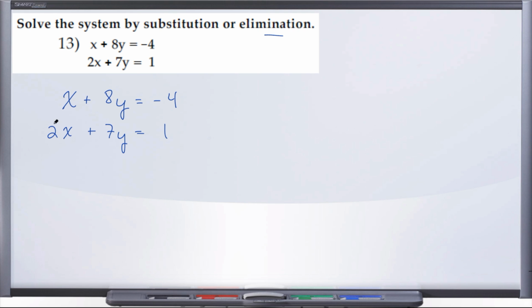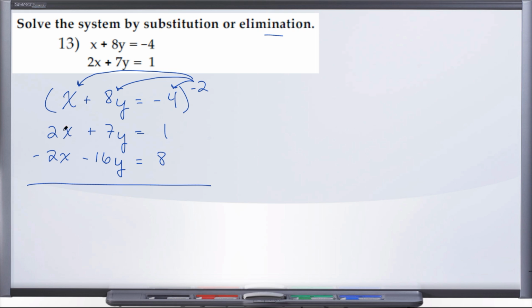So if we have a positive 2x here, and I want the x's to cancel, well then I must have a negative 2x here. Well, how can I get a negative 2x to appear in front of this x value? Well, let's go ahead and multiply this whole first equation by negative 2. And when we multiply the whole equation by negative 2, we're going to distribute just like we normally do. So what we're going to end up with is now negative 2x. Negative 2 times positive 8y will now be negative 16y. And negative 2 times negative 4 will give us a positive 8.